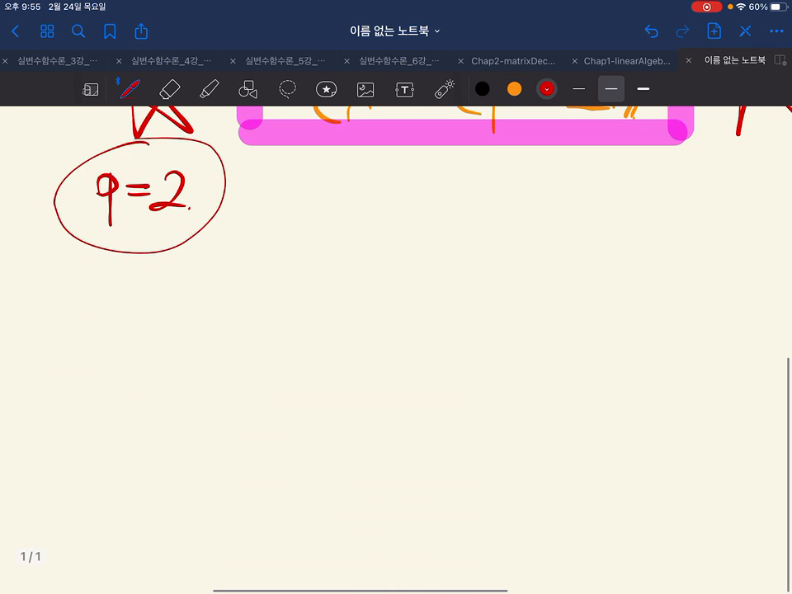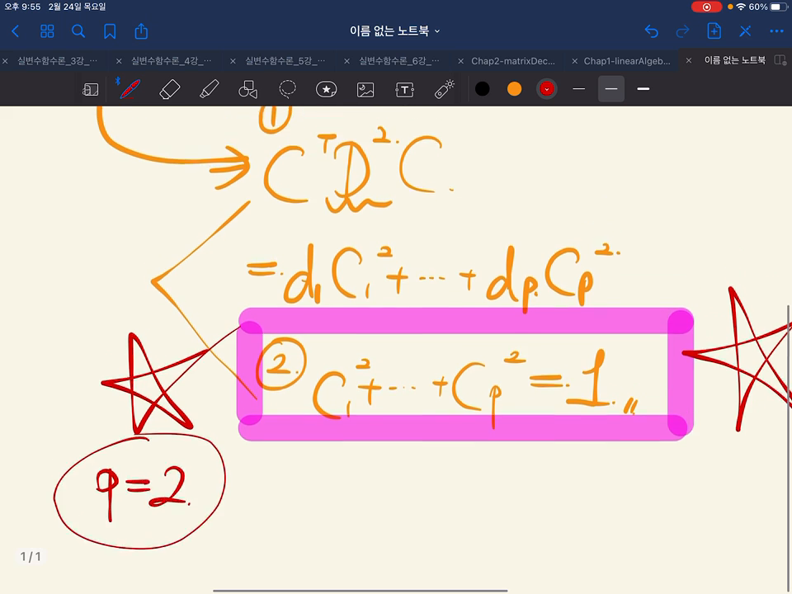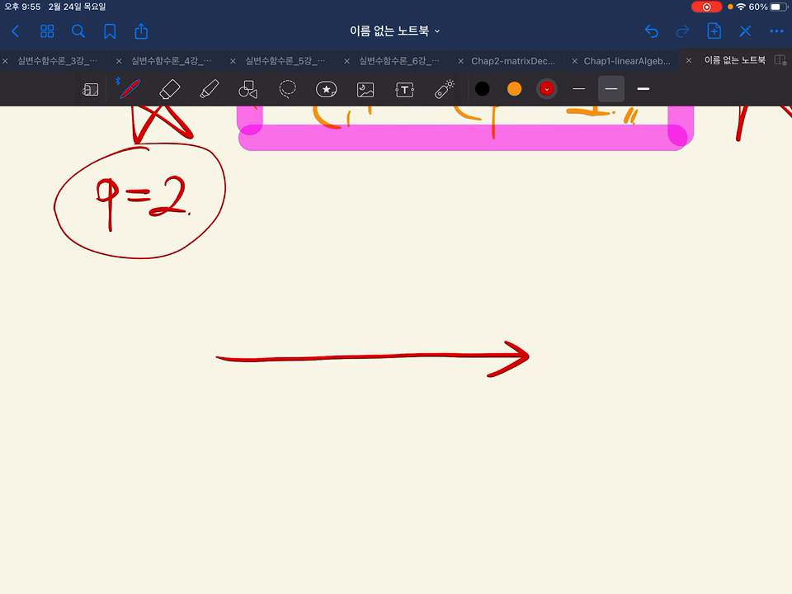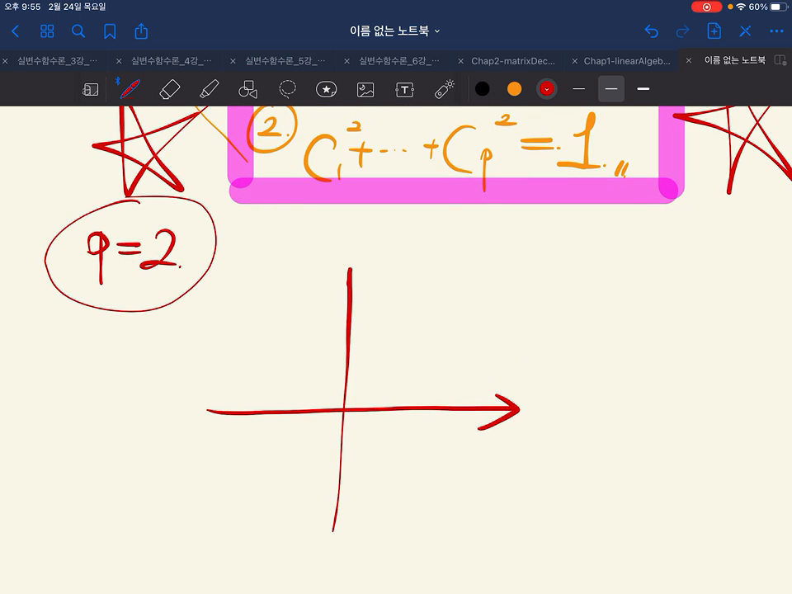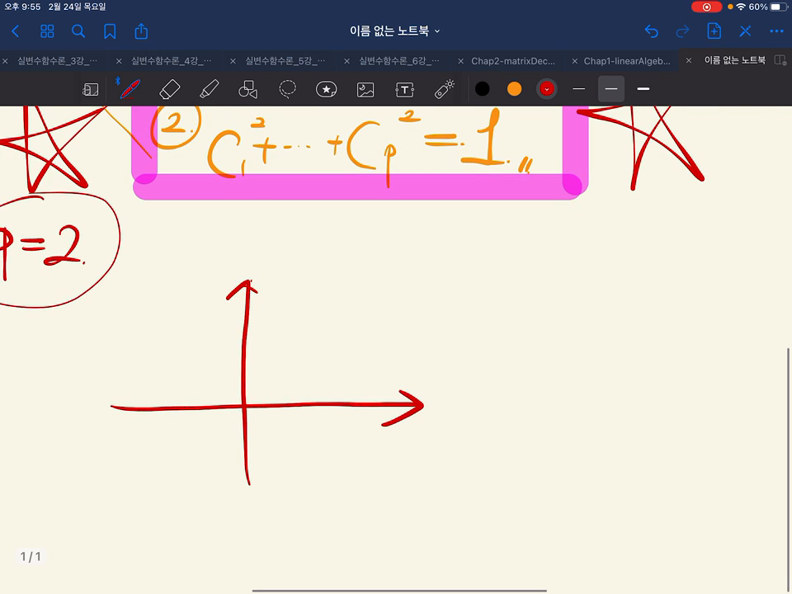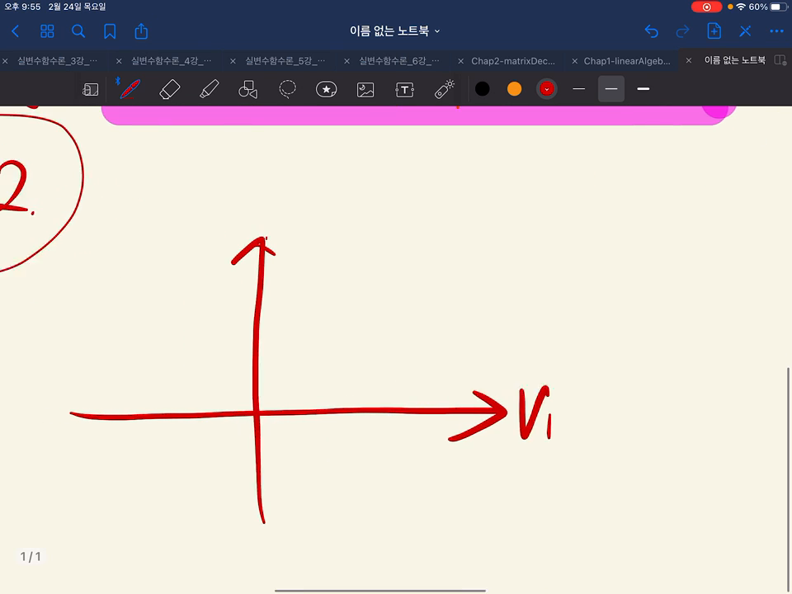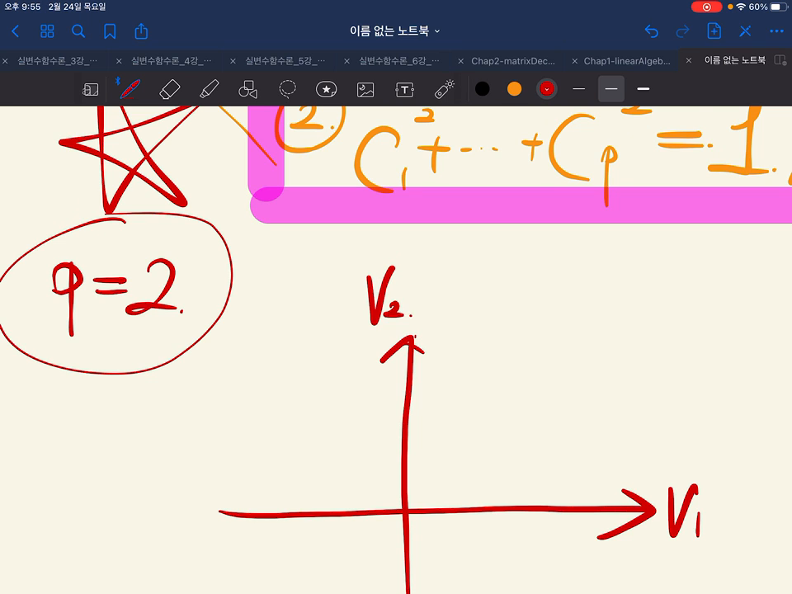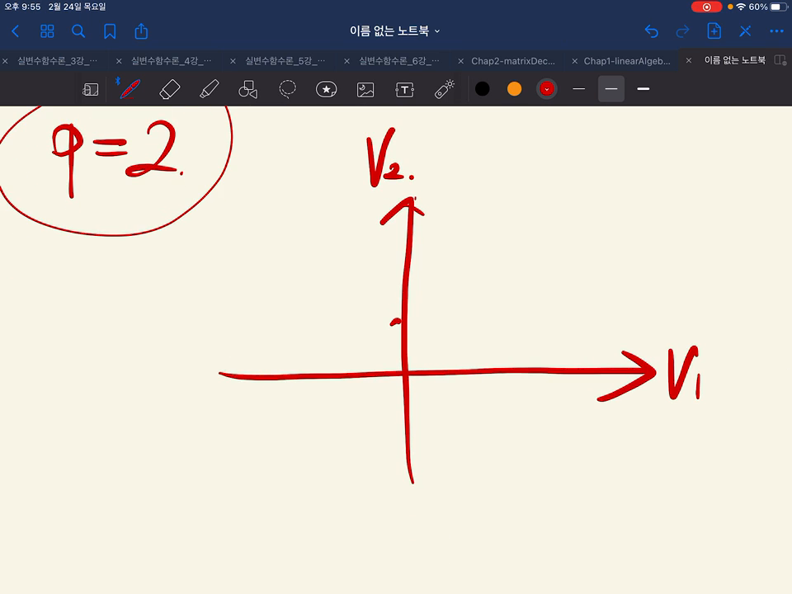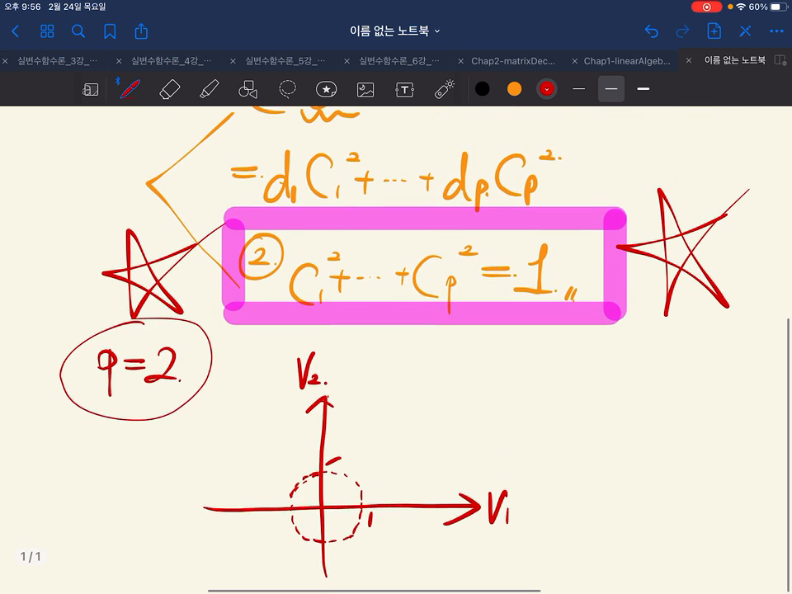So since it is an axis of eigenvectors which are orthogonal, since we were talking about the real symmetric matrix, this is the V1 and V2. So the constraint of the norm is made like this.